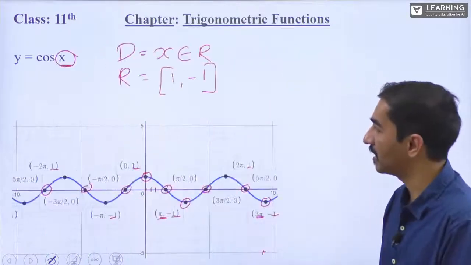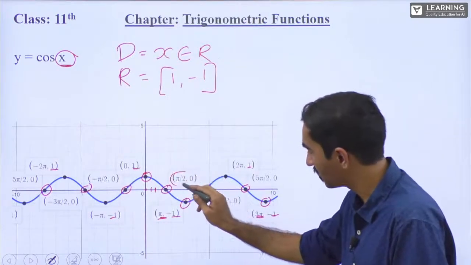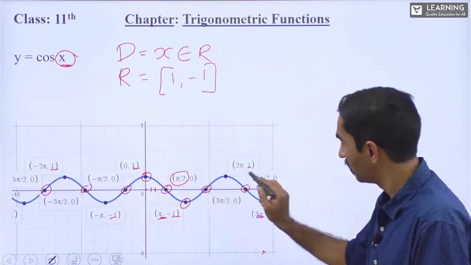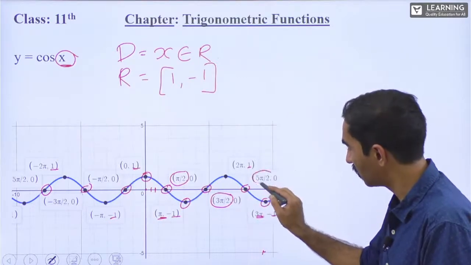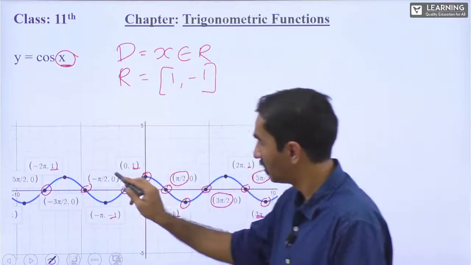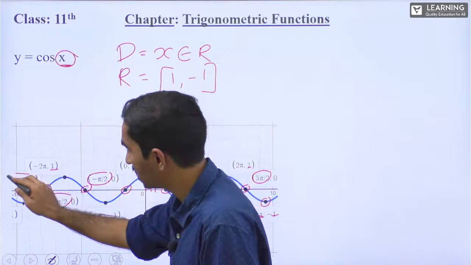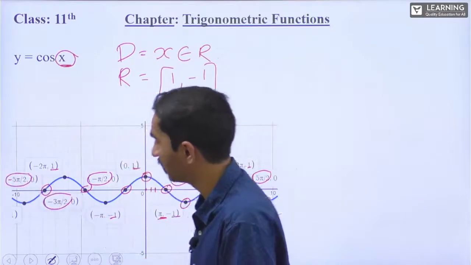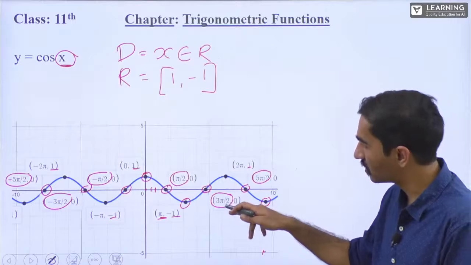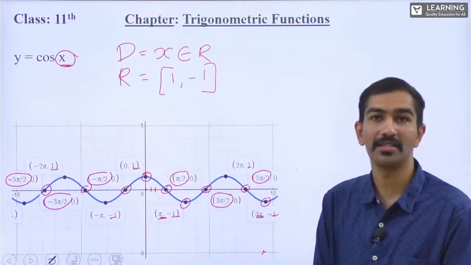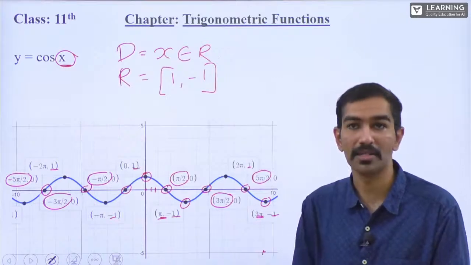Now we'll go to the previous slide again. Where is cos x becoming 0? See, cos x is becoming 0 here, here, and here. On this side, you see, minus pi by 2, minus 3 pi by 2, minus 5 pi by 2. So basically, at what values is cos x becoming 0, students? At odd multiples of pi by 2, cos x is becoming 0, right?